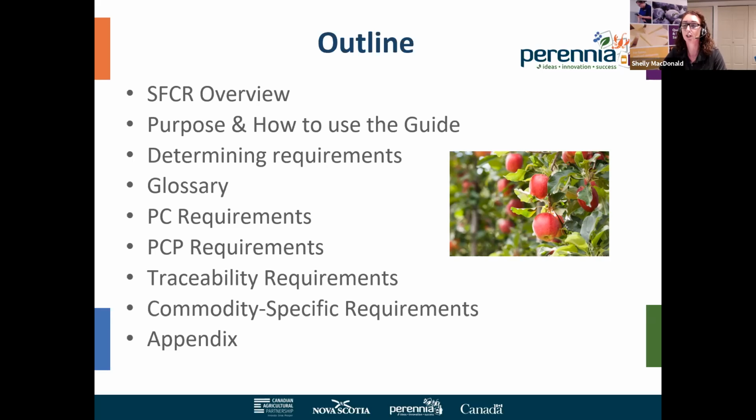I'm just going to stop sharing the screen and pull up the guide. So you folks, for those of you who've had a chance to look at it, that's great. And for those of you who have not had a chance, I'll give you a few seconds to look at it.